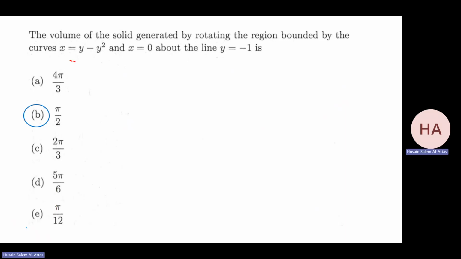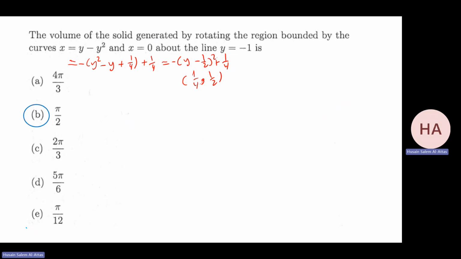I need to rewrite this. Take minus common factor, minus y, add plus 1 over 4, and that will be minus 1 over 4. Minus (y minus half) squared plus 1 over 4. So what is the vertex? x is 1 over 4, y is half. The point we are talking about is 1 over 4 and half.